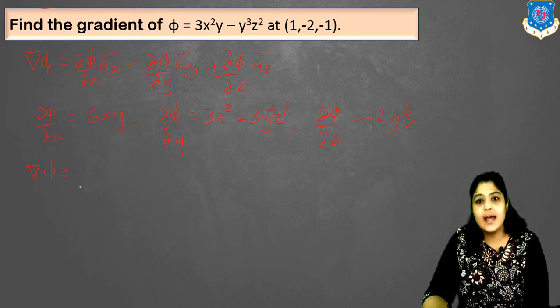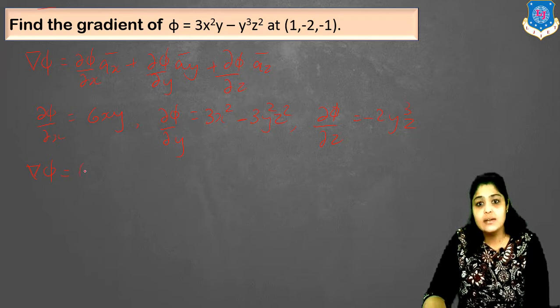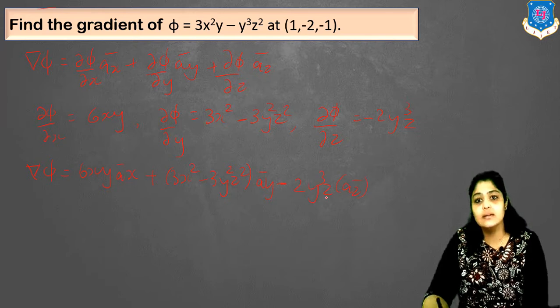So the gradient of φ can be written as, I have the term 6xy. So I just write 6xy into a_x plus (3x² minus 3y²z²) into a_y minus 2y³z into a_z.